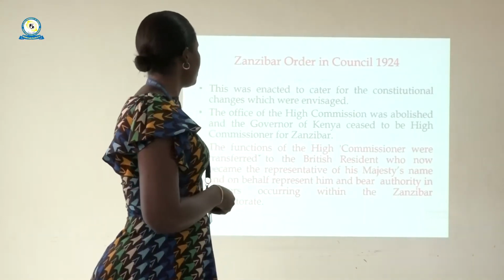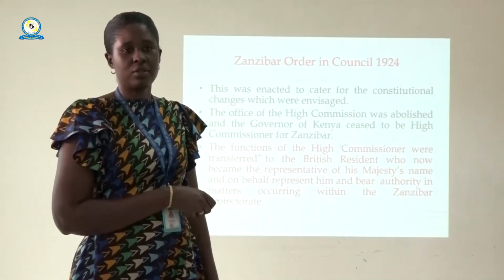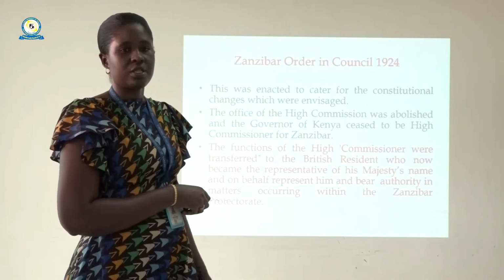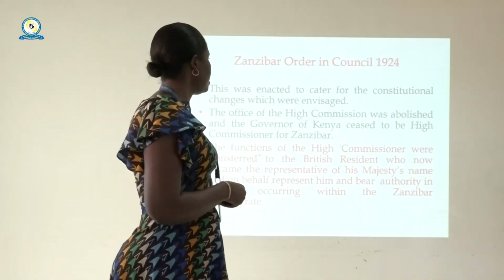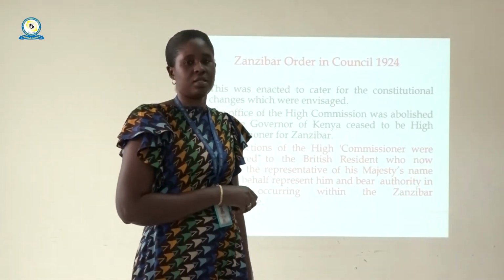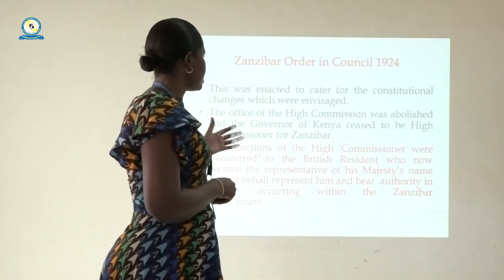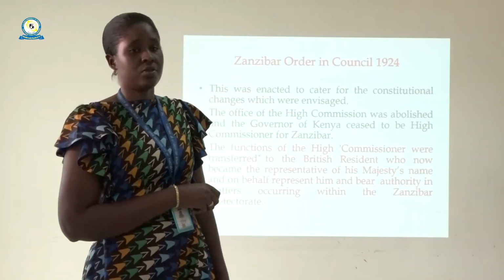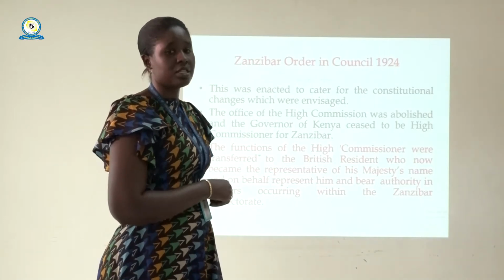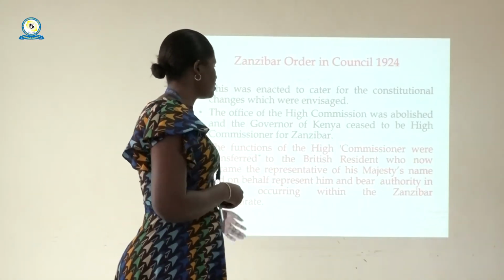Let's see the Zanzibar Order in Council of 1924. So this was also enacted to cater for constitutional changes. Under this Order in Council, the High Commission was established and the Governor of Kenya ceased to be the High Commissioner for Zanzibar.